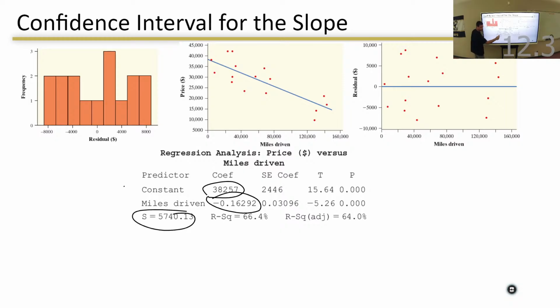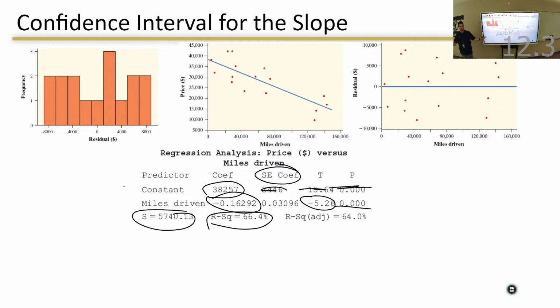Here's S. Here's R squared. Here's the standard error of that coefficient. That's what you're multiplying it by. Again, we're not using y-intercepts. Here's the t-score, negative 5.26, and here's the p-value. We're not talking about that right now because we're talking about confidence intervals.